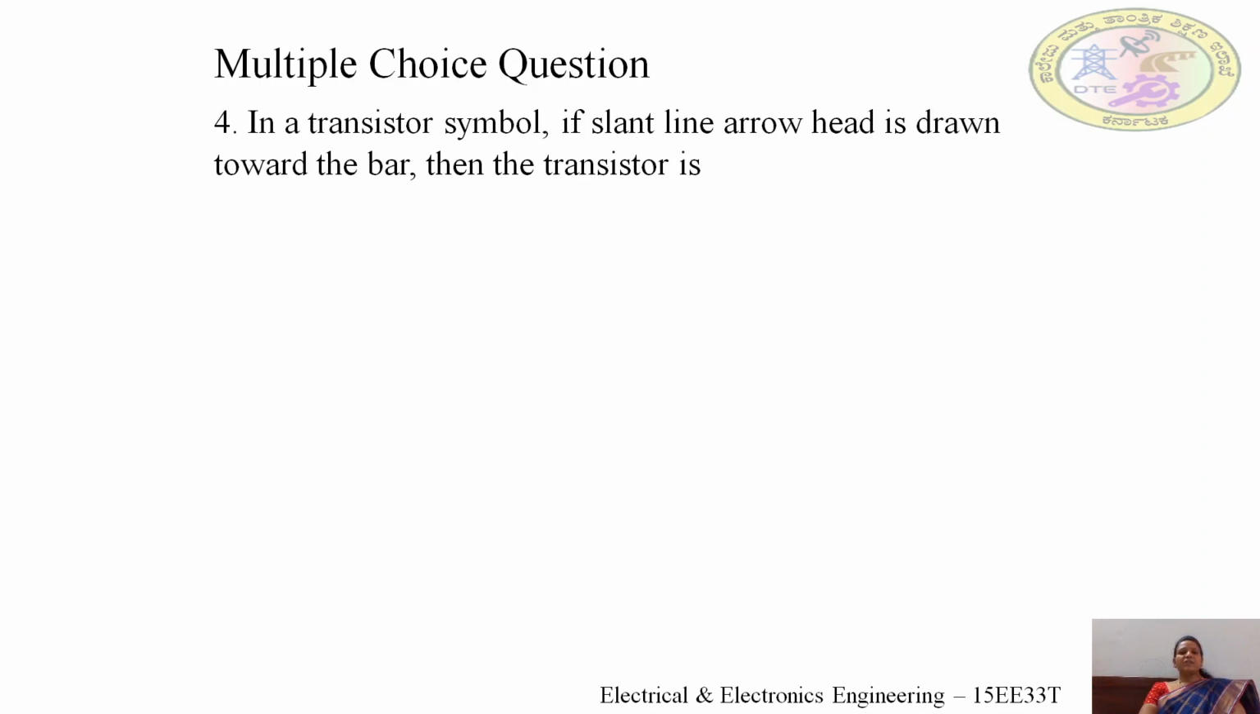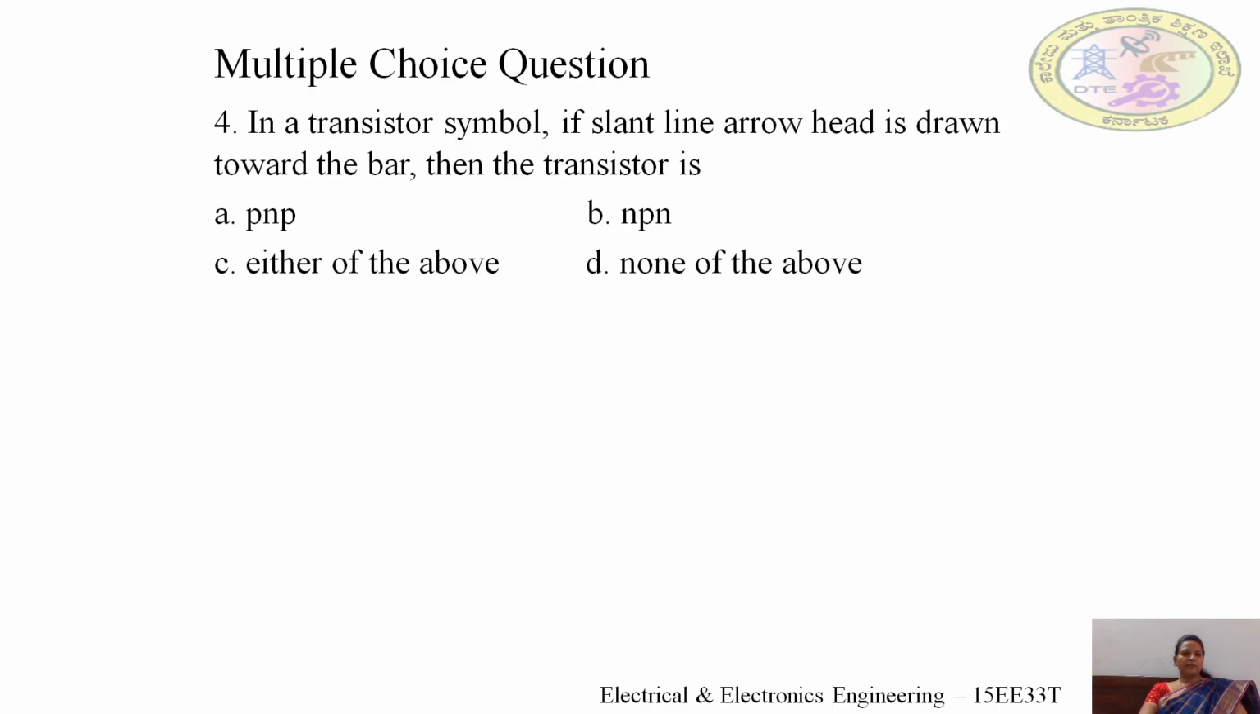The next question is, in a transistor symbol, if slant line arrowhead is drawn towards the bar, then what type of transistor is it? Let's look into the options. First one is PNP, second one is NPN, third one is either of the above, and the fourth is none of the above. So which is the right answer? It is PNP. In case of a PNP transistor, the current flow is towards the bar, that is towards the transistor junction, whereas in case of an NPN transistor, current direction is away from the bar.